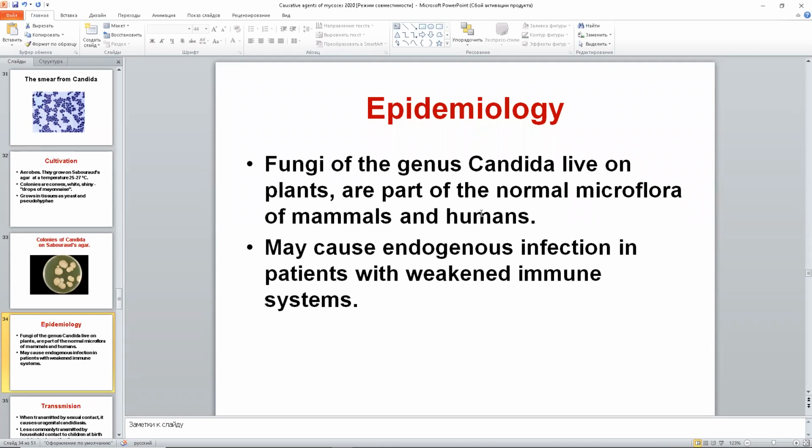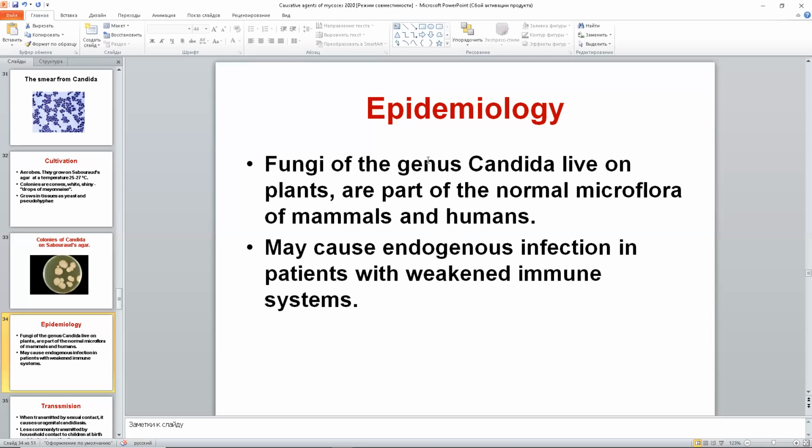If we do microscopy of a specimen from the oral cavity of a healthy person and we see just a few cells through the ocular, it's normal. So just a few cells are available, but not all people have Candida. Just a small number of healthy people have Candida.